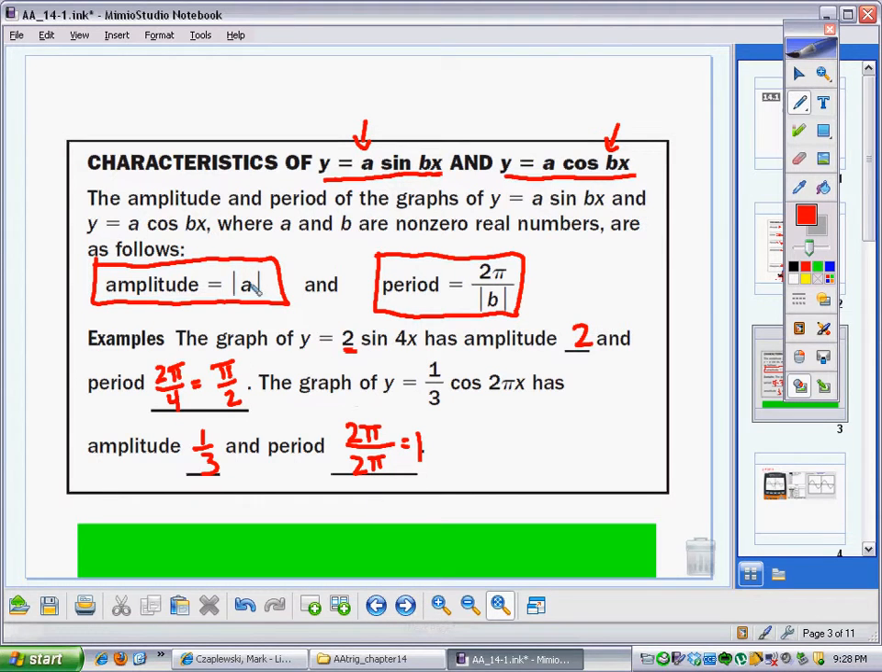So the most important things on this slide, remember, is amplitude is the absolute value of a, and period is 2 pi over the absolute value of b.